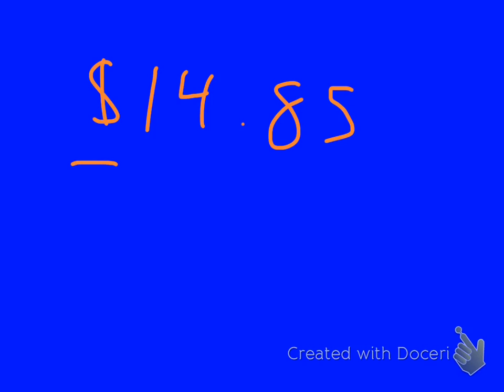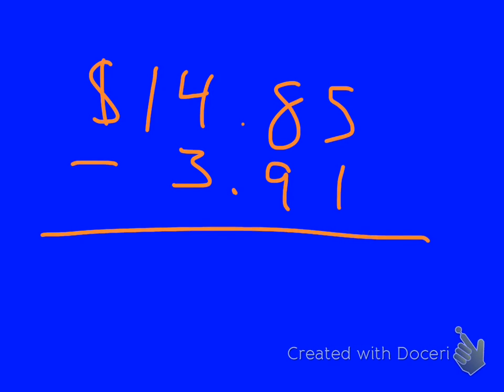Okay, we attack subtracting the same way. We have to make sure that our decimal points are lined up. And say I have $14.85. I spent $3.91. I need to figure out how much money I spent. Okay, so again, make sure that my decimals are lined up. And then I subtract like normal.